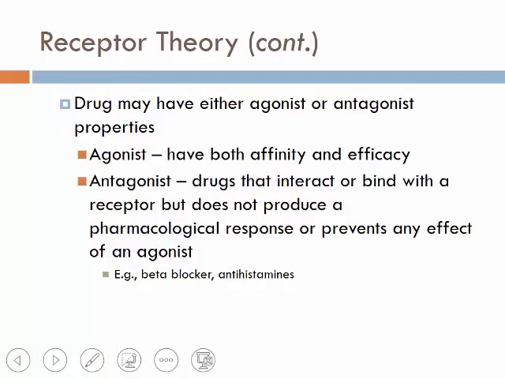Drugs can either have an agonist or antagonist property. We know what an agonist is, where the drug has both affinity and efficacy. An antagonist is a drug that has affinity for that receptor and can interact or bind with the receptor, but either does not produce a pharmacological response or it prevents any effect of an agonist. So like a beta blocker or an antihistamine, those are all antagonists.